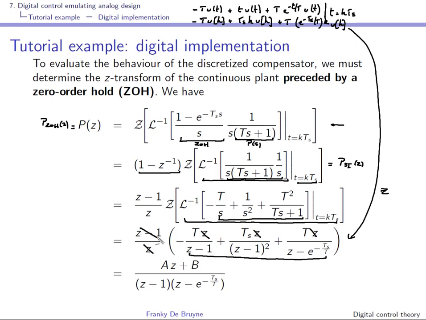This one will cancel out with this one, and there will be a z minus 1 over here. And if you put everything under the same denominator, z minus 1 will come from this one, and this one over here will come from this term. But if you put everything under the same denominator, this is what you will obtain, where a and b are constants that of course depend on the time constant and on the sampling period.